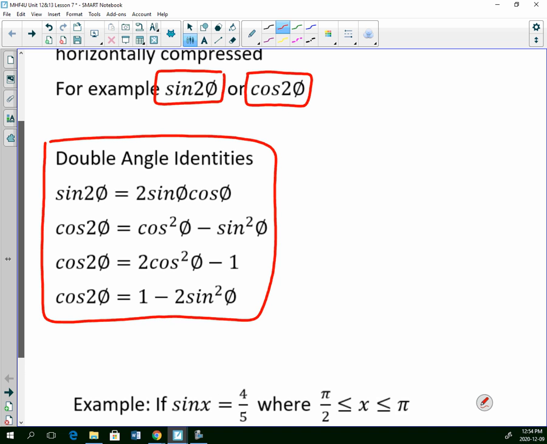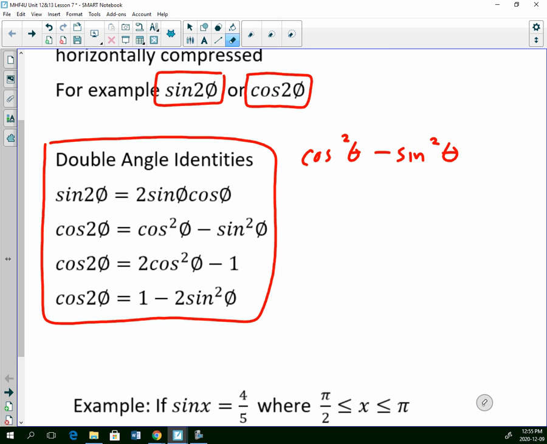Okay, so sine 2 theta, the identity that has already been proven is that sine 2 theta equals 2 sine theta times cosine theta. Cosine 2 theta actually has three versions, so similar to the trig identity that we just used in the previous question. Cosine 2 theta equals cos squared theta minus sine squared theta.